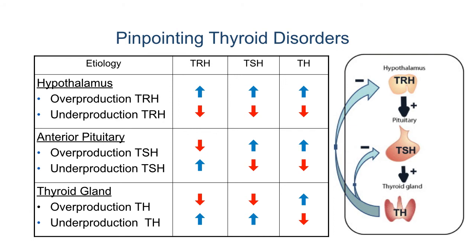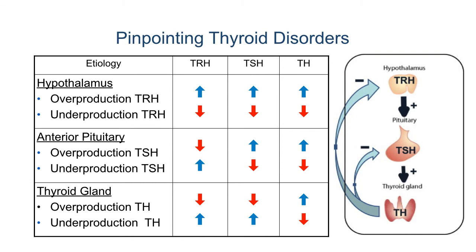And you're going to get exactly the opposite pattern if you're making too much. If the problem is at the level of the pituitary, then you're going to get a low thyroid stimulating hormone with low levels of thyroid hormone. But you're going to see an increase in the thyroid releasing hormone because the hypothalamus is like, hey guys, wake up, do something, do something, do something. But the pituitary is sleeping. So it says, no, I'm just not really doing anything right now. So you'll see that the thyroid hormone and thyroid stimulating hormone are going to be low, but the first one, from the hypothalamus, will be high.